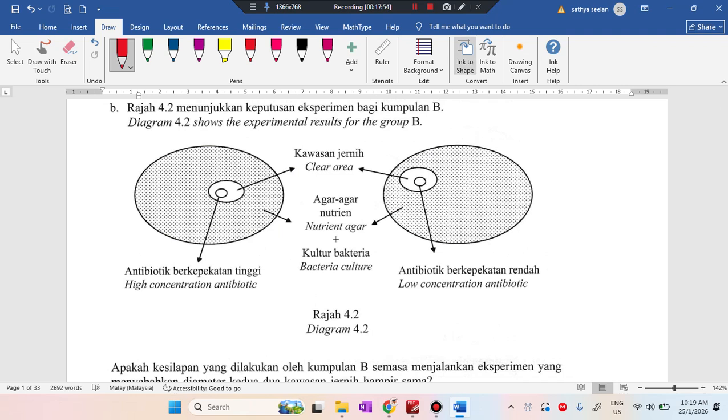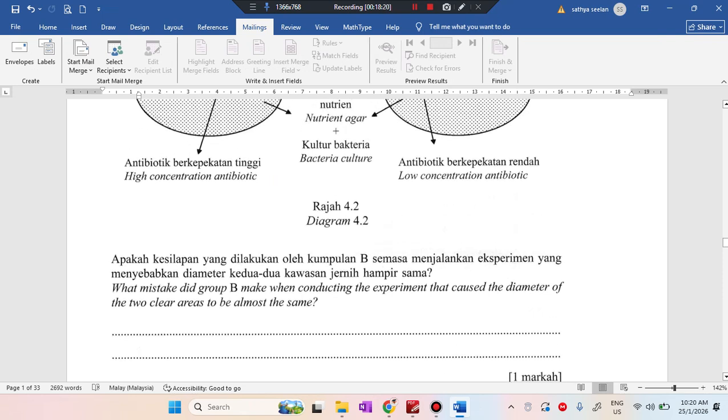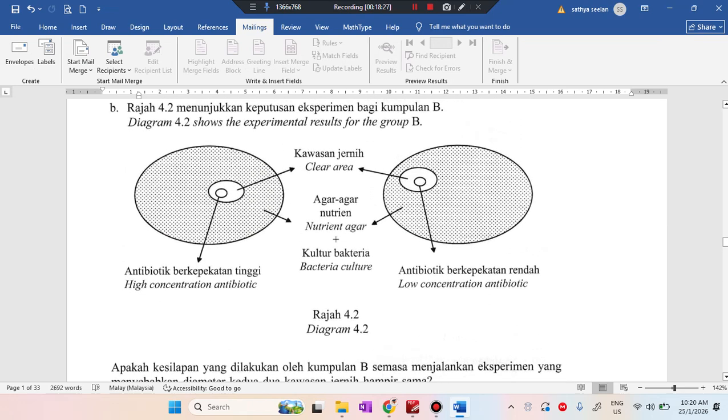Sometimes they will ask this question. They will do the experiment and they found out the result is not there. So what could be the error? We need to think about that. For example, you see here high concentration, low concentration they put, but the high concentration antibiotic supposed to create a larger area, right? But here it is still small. So the question is, what mistake did group B make when conducting the experiment that caused the diameter of the two clear areas to be almost the same? What is the mistake?